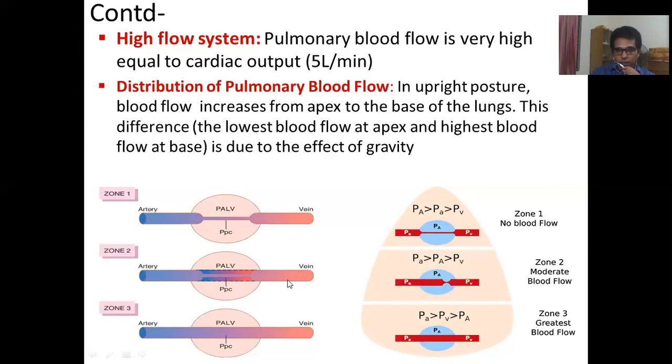systolic contraction of the heart, this capillary pressure becomes higher than the alveolar air pressure. So at that moment, this capillary will be opened up and allow the flow of blood.